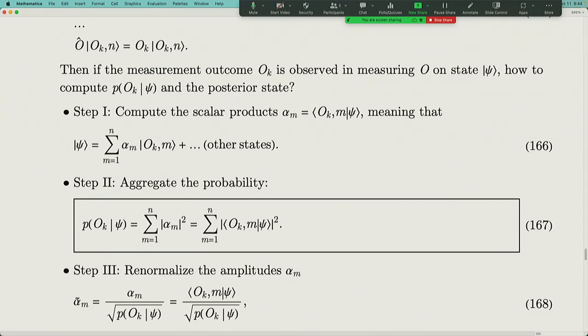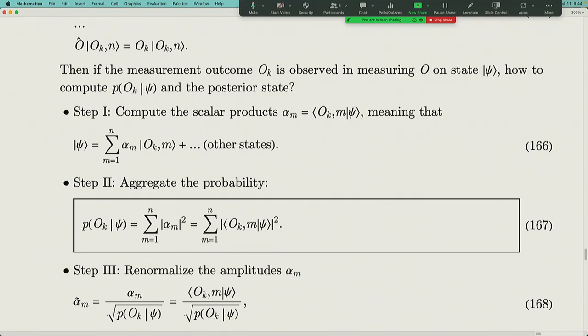So if you start from your initial understanding of the quantum system, which is described by the state vector, we need to compute the probability to observe this measurement outcome, and we also want to compute the posterior state. The way to do that contains 3 steps. Step 1, compute the scalar product of your initial state with each one of the eigenstates in that eigen subspace.